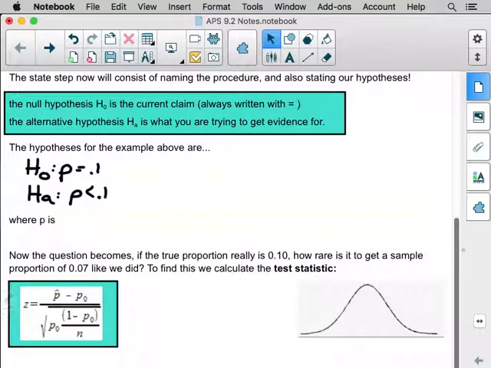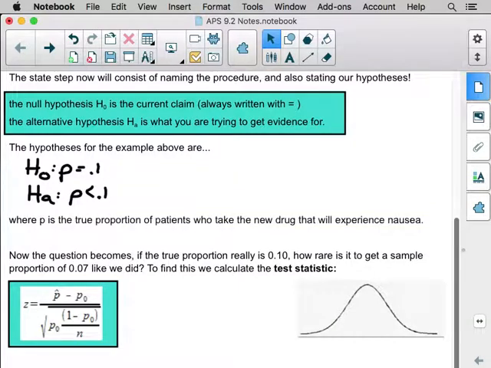The other component is we also have to take into account what this P represents, okay? You can't just throw around a variable without establishing what that variable is. So this P is going to be the true proportion of patients who experience nausea from this new drug, okay? So this step is a little bit more involved in this chapter, but again, by the end of it, this is going to be like the back of your own hand. You'll recognize what to do with it.